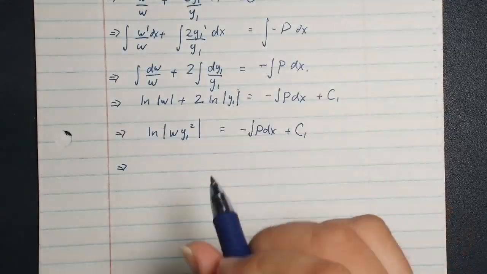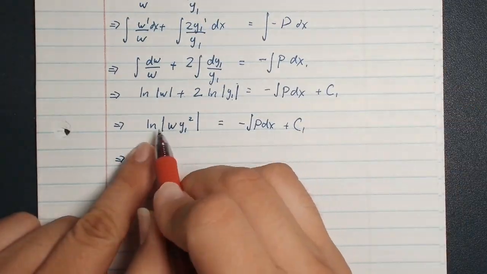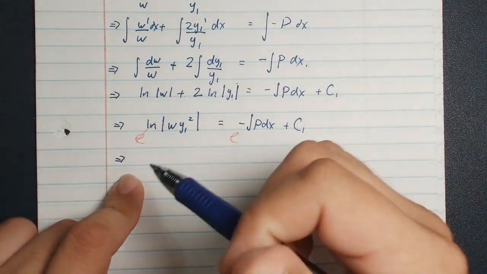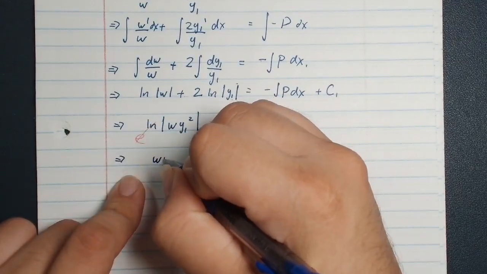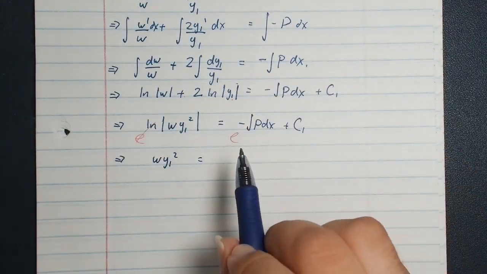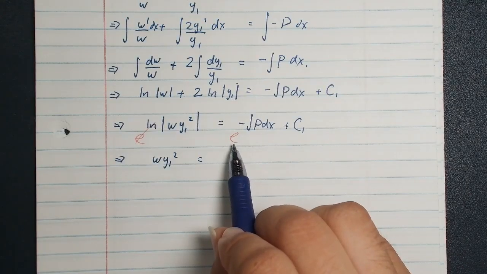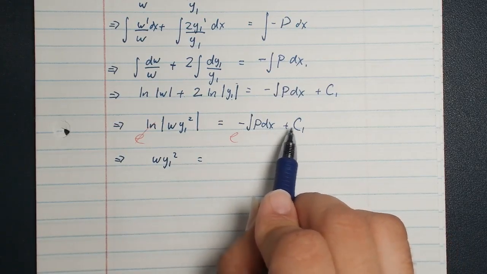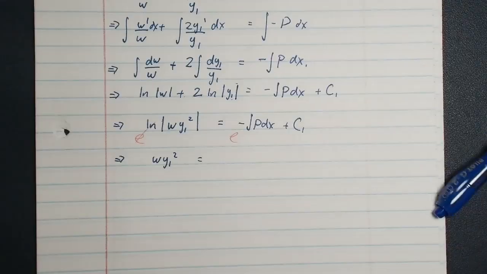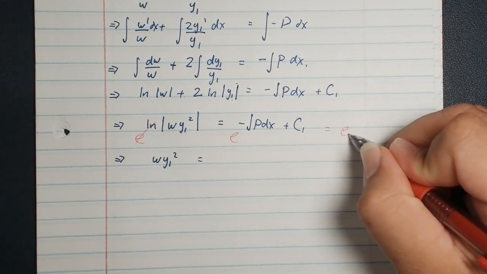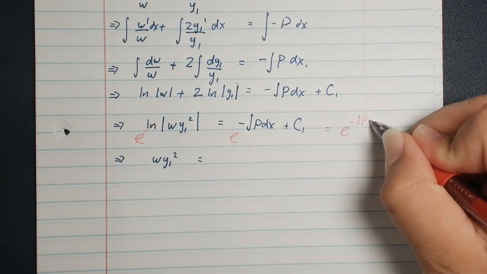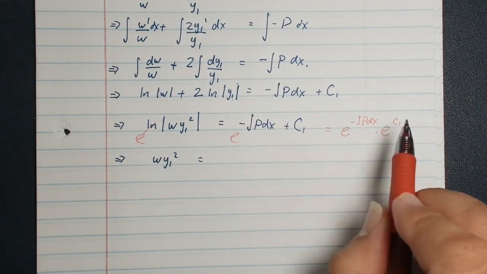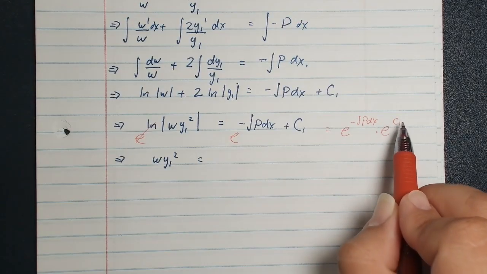For a moment, I lost track of what I was doing. So here, to get rid of everything around the w, I want to exponentiate like this. That's gone. And I'm left with w times y1 squared equals, let's see, there's not really much I can do to simplify here. Right here, since I'm adding a constant, remember that's going to be like saying this is e to the minus integral p dx times e to the c1. When you multiply two things, the powers add. But then this is just a constant raised to a constant.